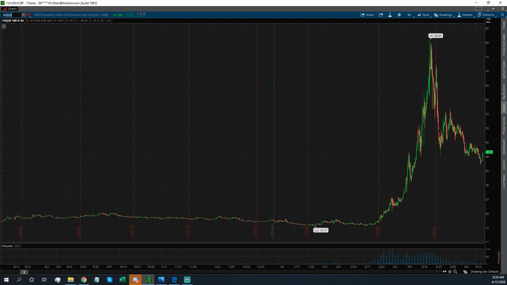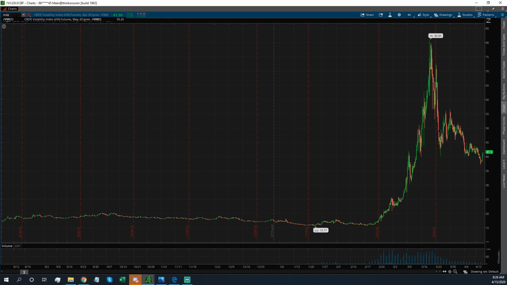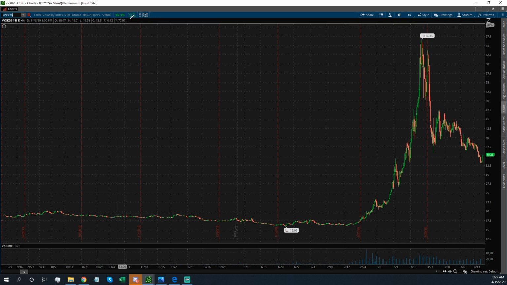Now, I'm not saying that May is going to be to the upside, but one thing that you have to watch and think about, and look at the price for the April, by the way. It's at 41.50 on my chart right now. When I flip this over, it's going to be at 35.25. So this is cheaper, right?